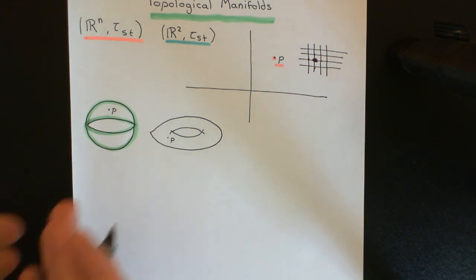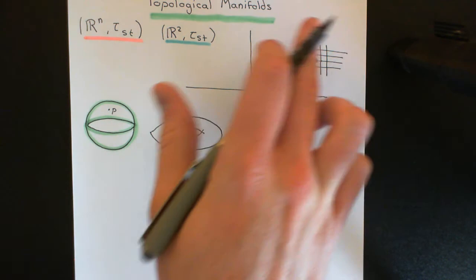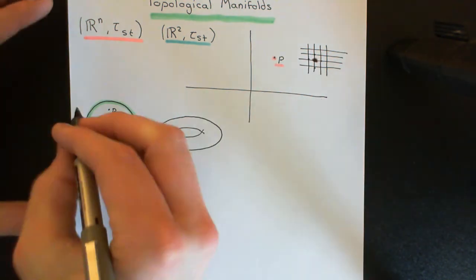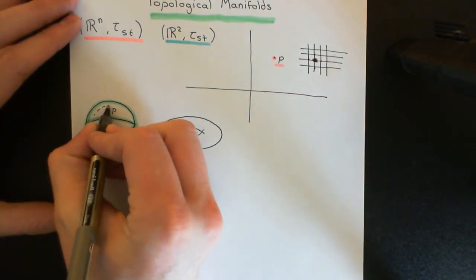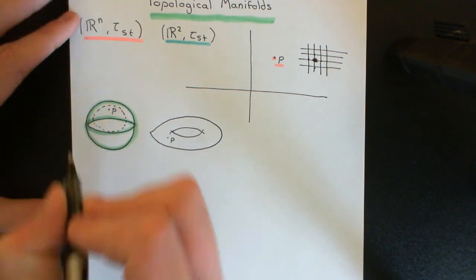What does an open set actually look like on here? Well, an open set is going to look very similar to what an open set looks like in here. It's going to be one of these sets that doesn't contain its boundary. So if I draw an open set that actually contains this point P, it'll look something like this.